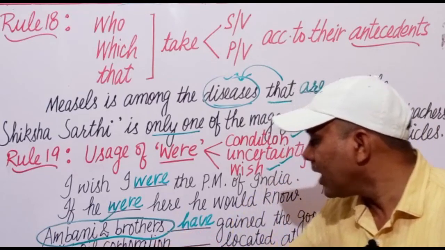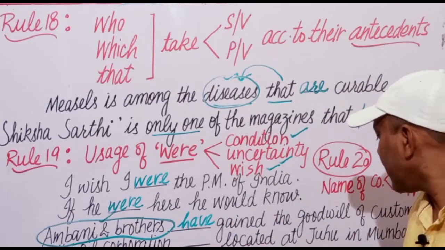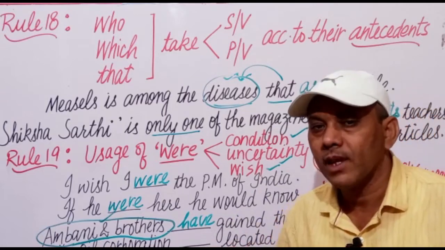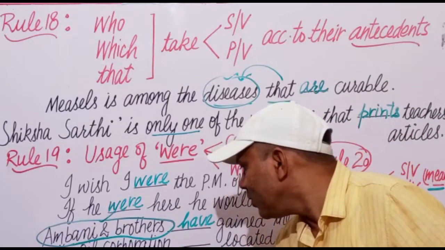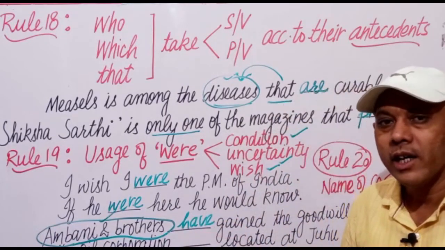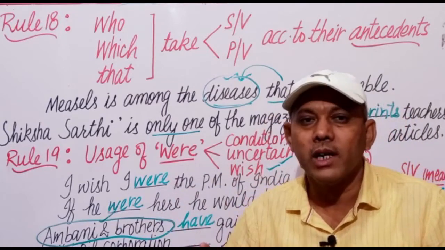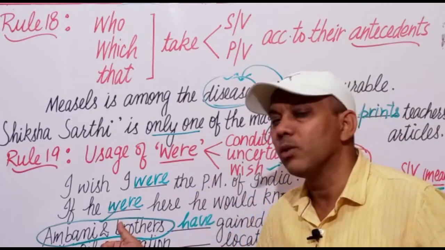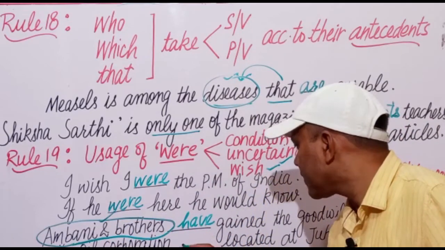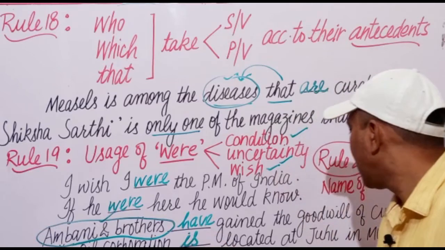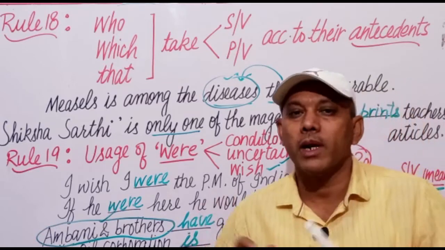Next is: The Oil Corporation dash located at Juhu in Mumbai. Here it is a singular name of the company. If the name of the company is singular, use a singular verb. If it is plural, use a plural verb. The Oil Corporation is located at Juhu in Mumbai.